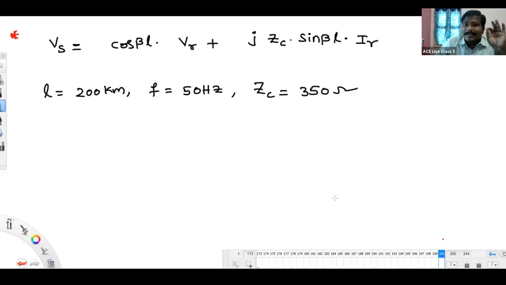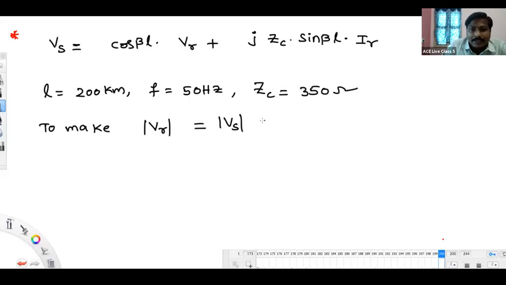Now, the aim is to make these Vr and Vs values equal, at least in magnitude. Forget about the angle. At least we try to make mod Vr and mod Vs equal here. So to make the magnitude of the receiving end voltage equal to the magnitude of the sending end voltage, what do we have to do? Anybody? Please tell me what we have to do for this.